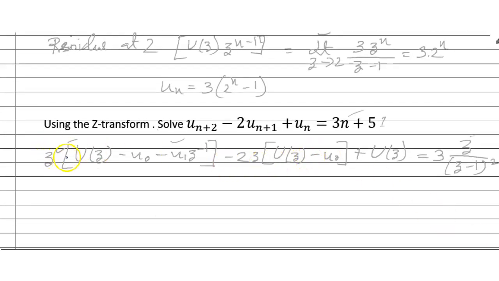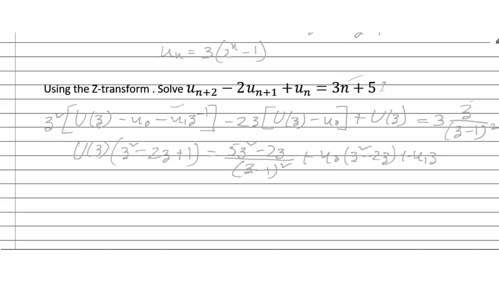In here, whatever I get after simplifications, I get Uz into (z square minus 2z plus 1) equals 5z square minus 2z divided by (z minus 1) whole square, plus u0 into (z square minus 2z), plus u1 z. Just calculation, friends. I hope you can understand these calculations.